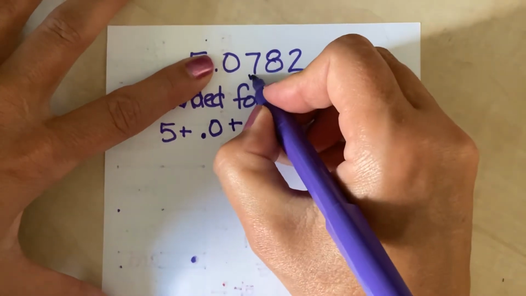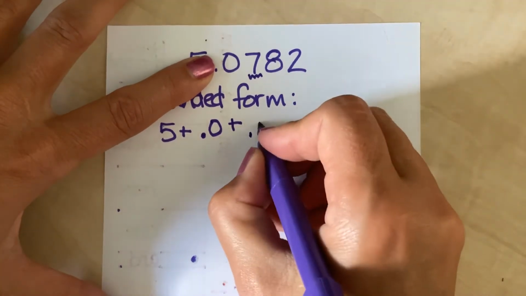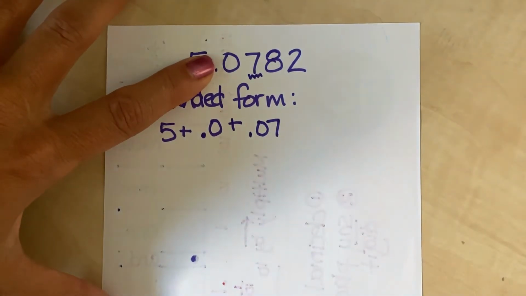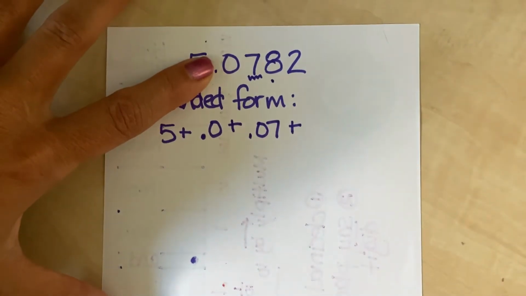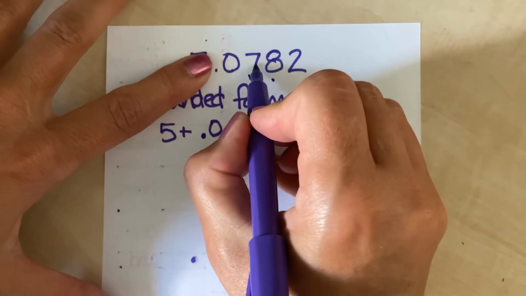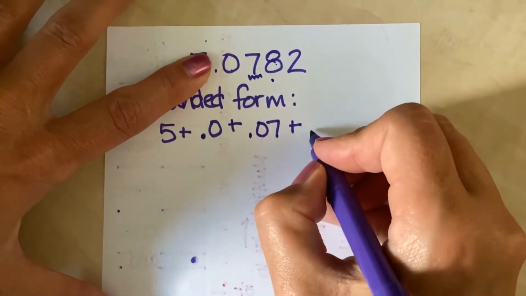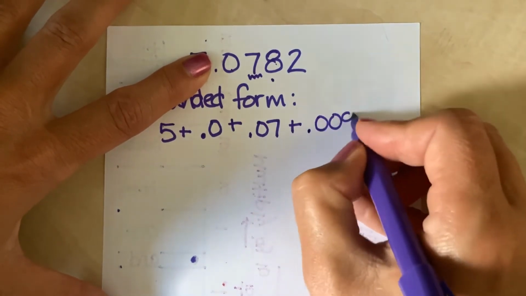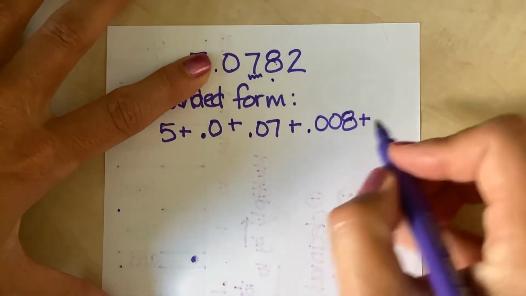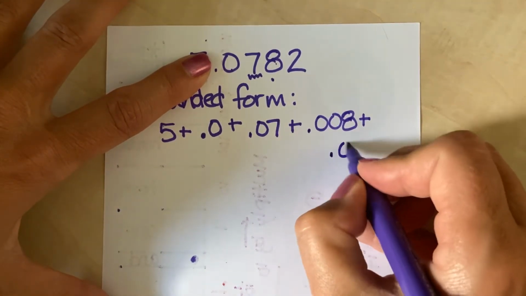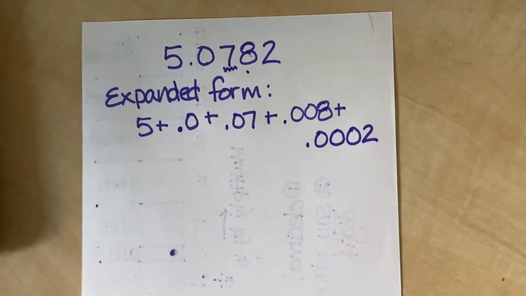Plus, now I'm in the hundredths column. In the hundredths column, there's a 0 before that. So this would be 0.07 plus, now I'm in the thousandths column, so I would have 0.008, because that's exactly what it is, 8 thousandths. 0.008 plus, now I'm in the 10,000ths, so I'm going to have to go down here, so 0.0002. So all I'm doing is I'm doing every place value separate.